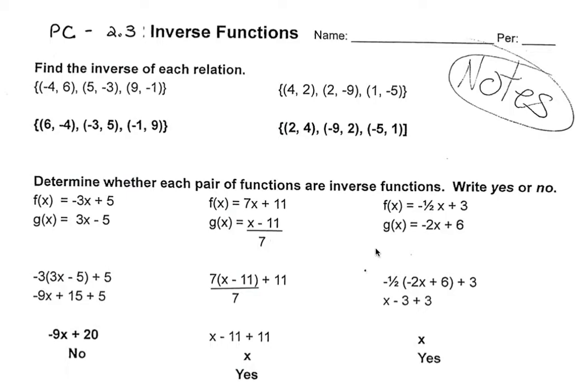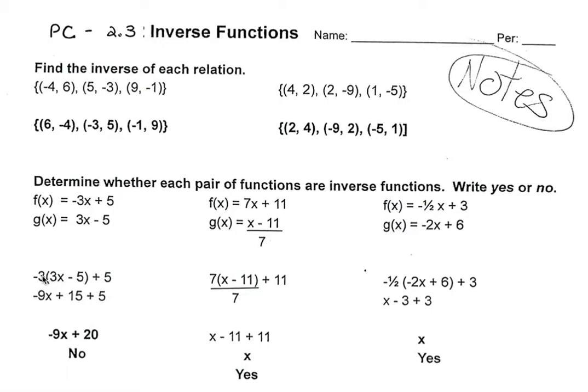Pretty simple stuff. Now, determine whether each pair of functions are inverse functions, yes or no. There's a couple different ways you can do this. One is to plug it in. So what I did is I took my f of x, -3x plus 5, and I wrote it down here, but I left parentheses where the x was, and I put the g of x, the whole thing, 3x minus 5, inside the parentheses. That is where the x used to be in f of x. So we're plugging the 3x minus 5 all into there.